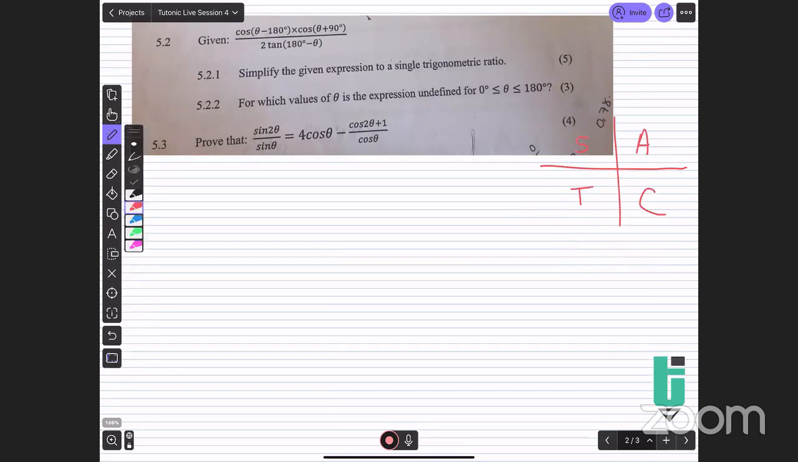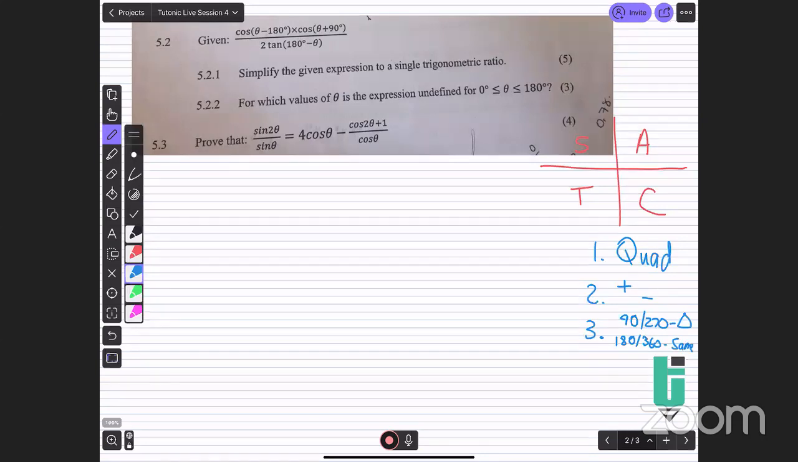Okay, great. Number 2. The sign. Positive or negative. Number 3. If the function stays the same or not. Yes, because if it's 90 or 270, it changes, and if it's 180 or 360, it stays the same. Right. So let's take cos of theta minus 180.